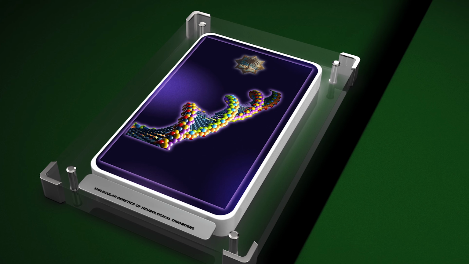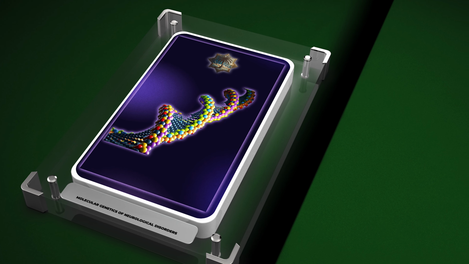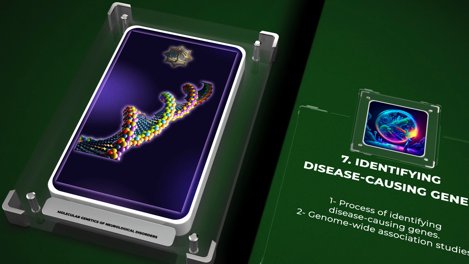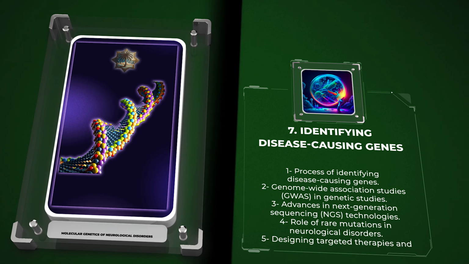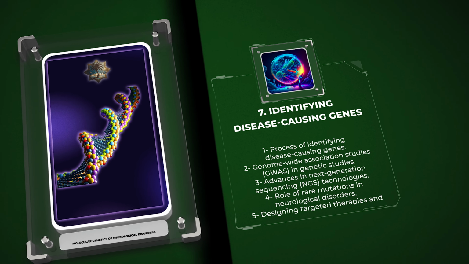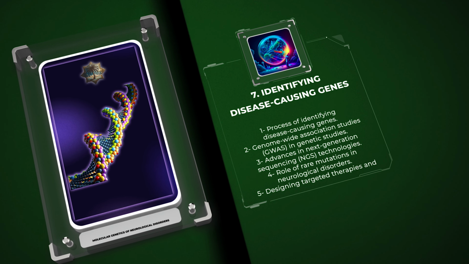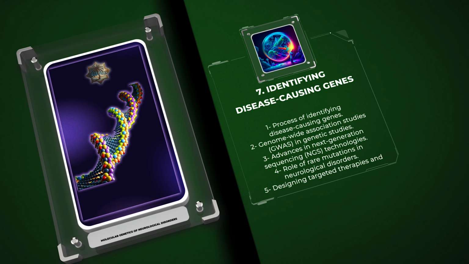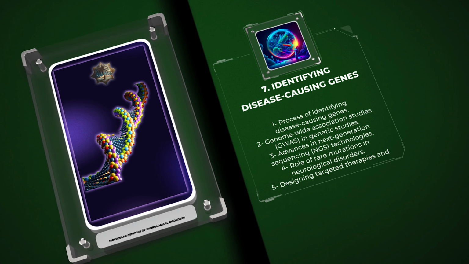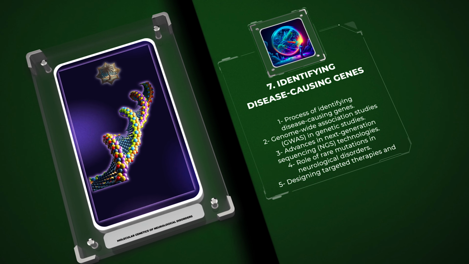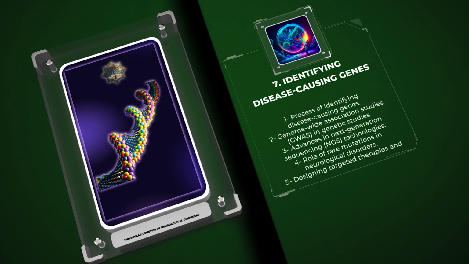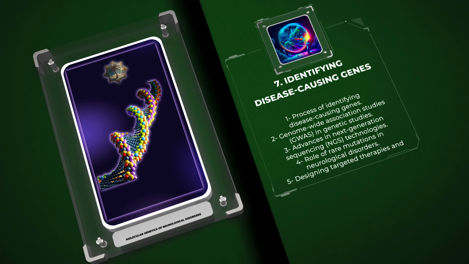Identifying disease-causing genes is a complex process that involves large-scale genetic studies, such as genome-wide association studies, GWAS. GWAS analyze the genomes of thousands of individuals to identify genetic variations associated with specific diseases. Furthermore, advances in next-generation sequencing, NGS, technologies have revolutionized the field. Whole exome sequencing and whole genome sequencing enable the identification of rare mutations responsible for neurological disorders. This knowledge helps in designing targeted therapies and improving patient outcomes.